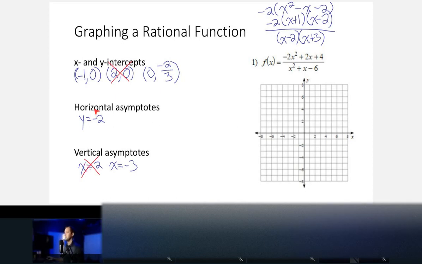All right. So let's go ahead and plot these points. Everyone plot on your graph -1, 0, and let's plot 0, -2/3 as these two intercepts. So we have -1, 0. That's going to be right here. Oops, I'm going to use blue, not red.